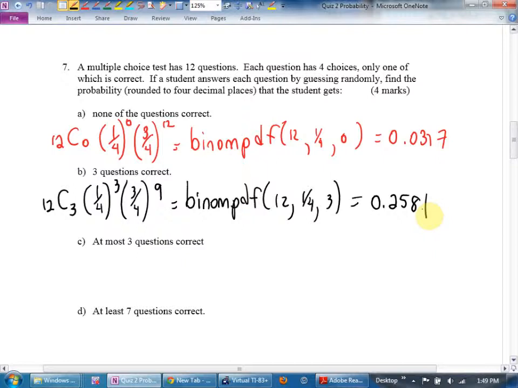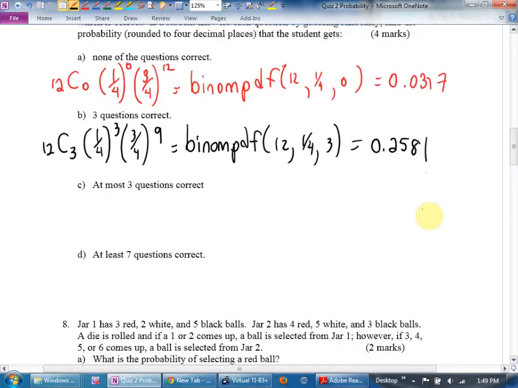What does at most three questions mean? David. Okay, this means three or less. And this is where the binomial CDF shines. This means three or two or one or zero. And you could do each of those and just add up your answers, and that's perfectly valid, although a little silly.